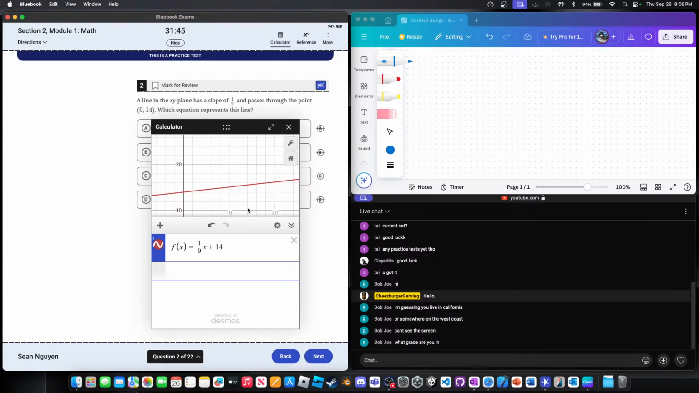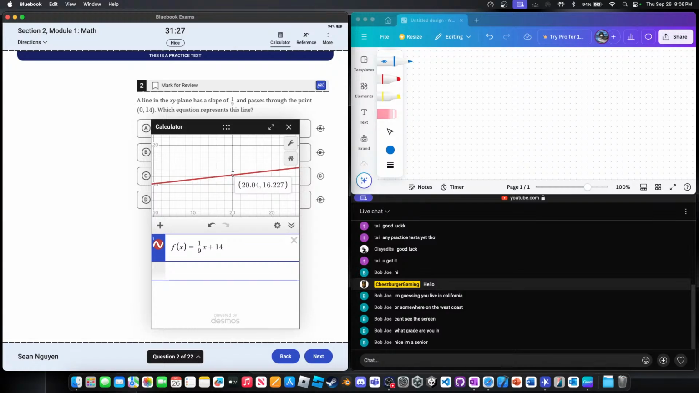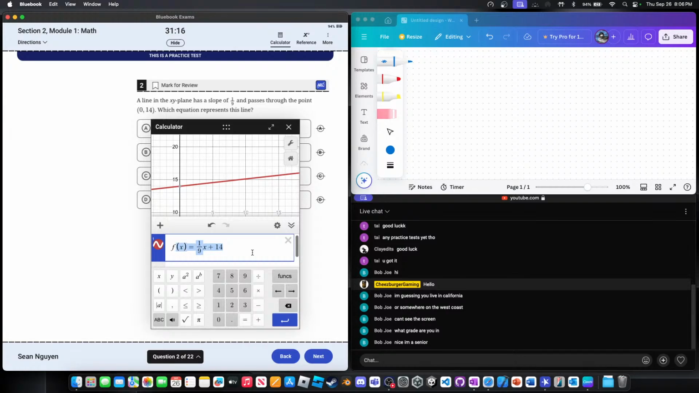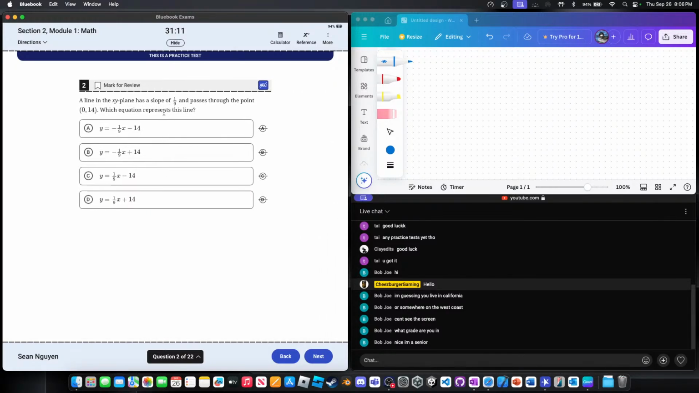Currently a junior right now. Let's see here. Okay, so 0, 14 should be around there. I don't even know why I'm looking for this point. I mean, it doesn't matter. This should be the answer anyways. So we're looking for 1/9x plus 14. 1/9x plus 14, that is our answer.